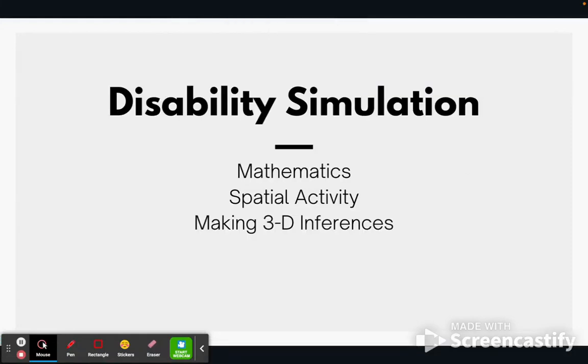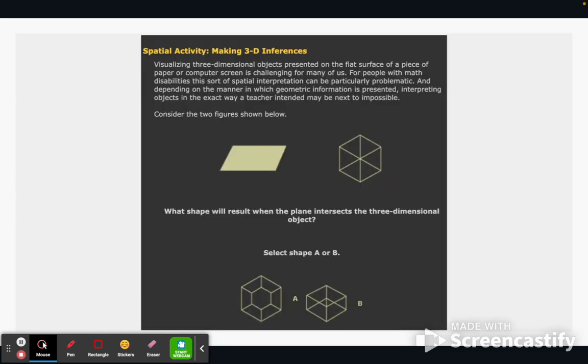So for the disability simulation, I went under the tab Mathematics and chose the spatial activity with making 3D inferences. So this was the question I was given. Pretty much, if you take this square piece of paper and slice what to me looked like a cube in half, what shape would you get?